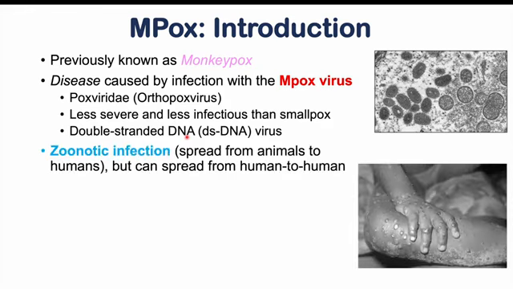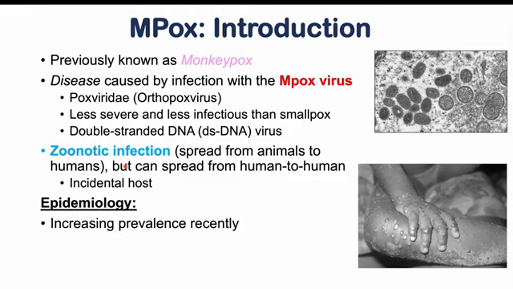Now, Mpox is a zoonotic infection, meaning that it is spread from animals to humans, but when it gets into the human population, it can spread from human to human. But humans are incidental hosts, meaning that they're not the hosts that this virus actually is looking for. The virus is looking for particular animal hosts, which we'll discuss in the next slide.